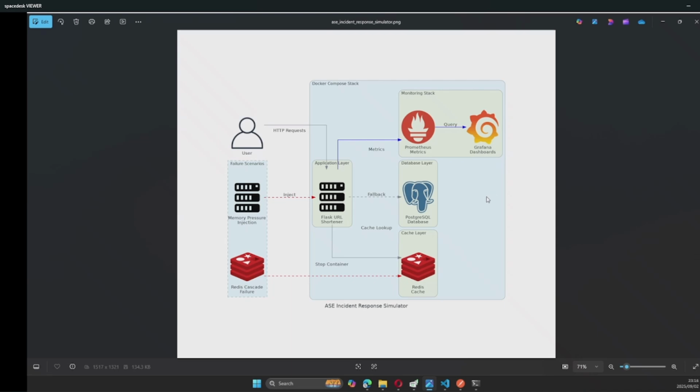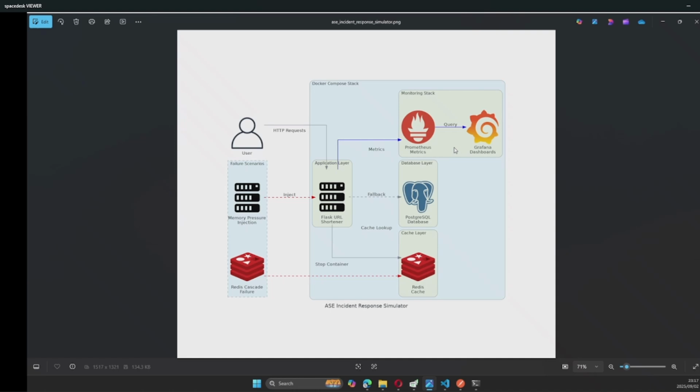Right, so we'll get into it here with first our architecture diagram of just what the project is about. We can see we have our Flask URL shortener here with the Postgres database with Redis and the complete monitoring stack consisting of Prometheus, which pulls the metrics from the Flask URL, and Grafana for our dashboards, which I'm going to show later.